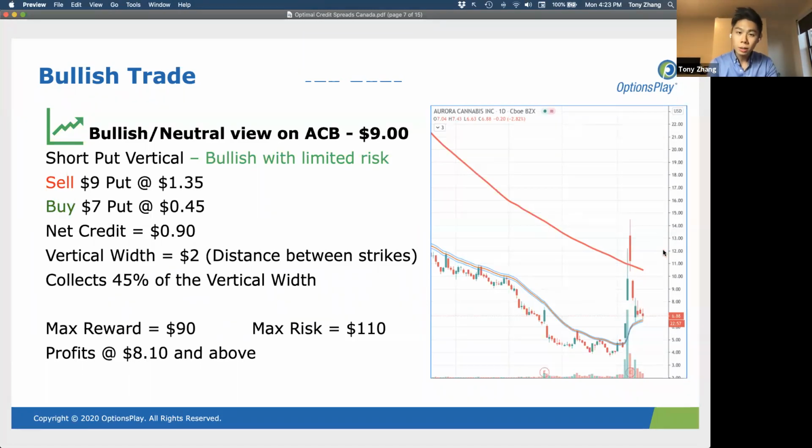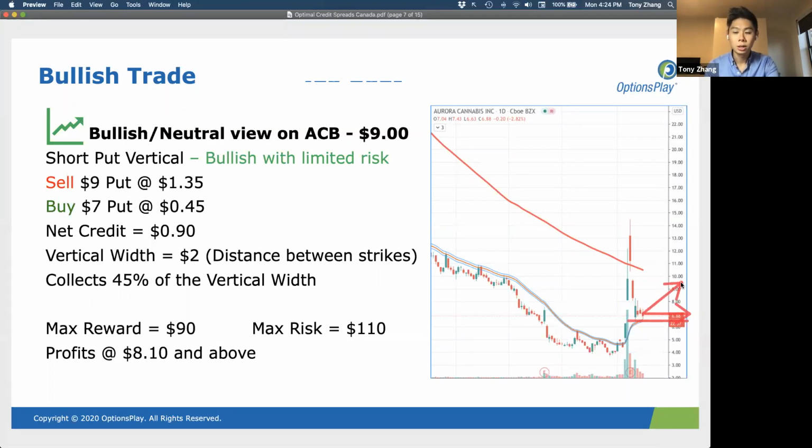To understand a credit spread, the first thing we need to do is break it down into its fundamental building blocks. So let's say Aurora Cannabis. The first thing I would say is that at the very least, based on the fundamentals and the price action, I have a neutral view, that maybe it's at least just going to move sideways here.